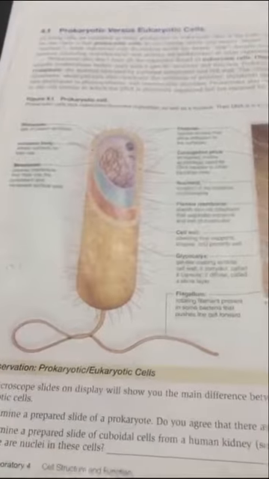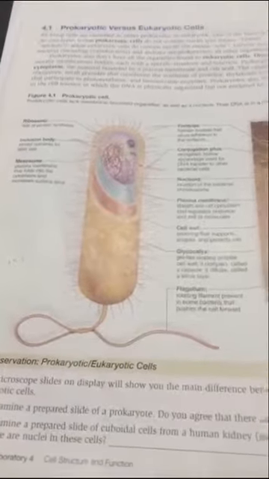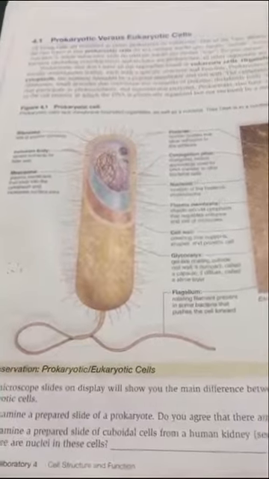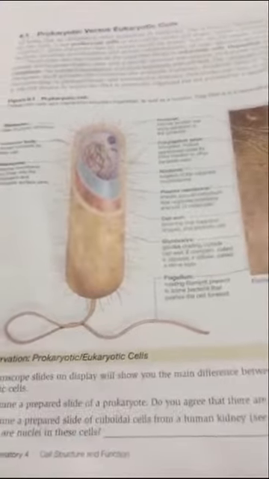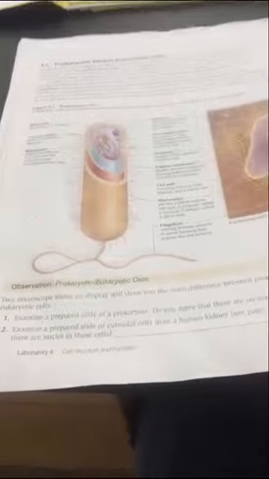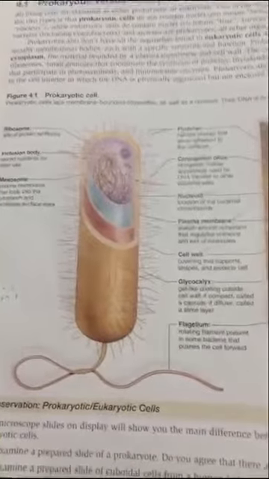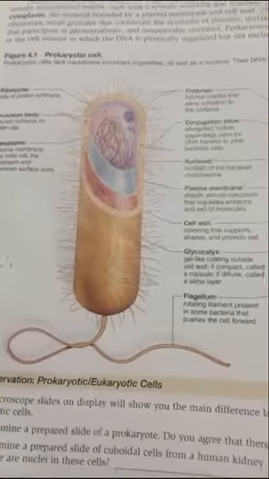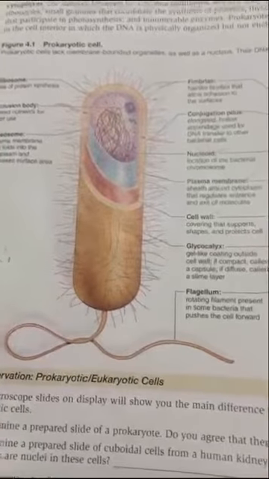If you'll notice, there are several structures there, and they have those labeled, and they also have the functions of all those listed. There is only one DNA molecule. There is no nucleus on that cell whatsoever, so the DNA is not encapsulated with a membrane at all. And these are structures that you might find on a bacterium.